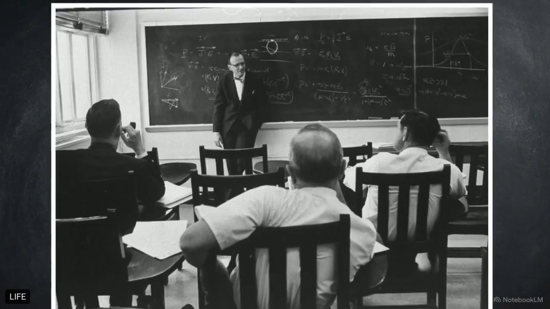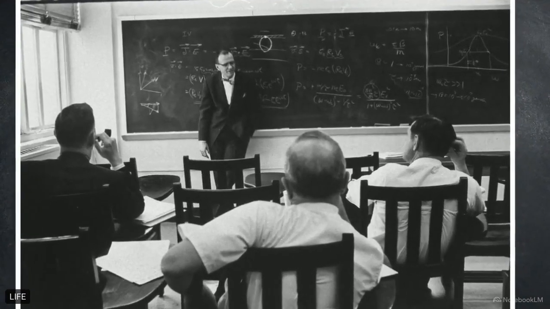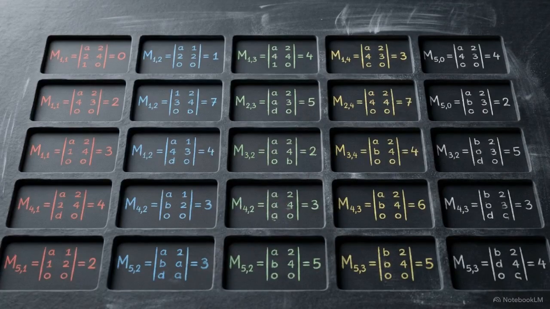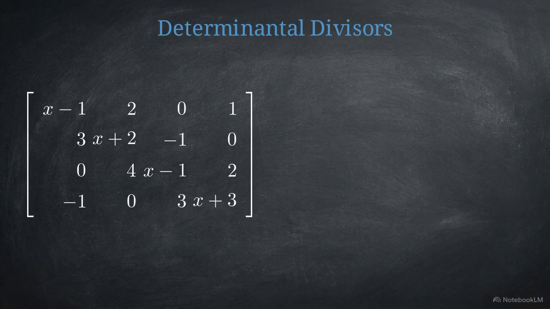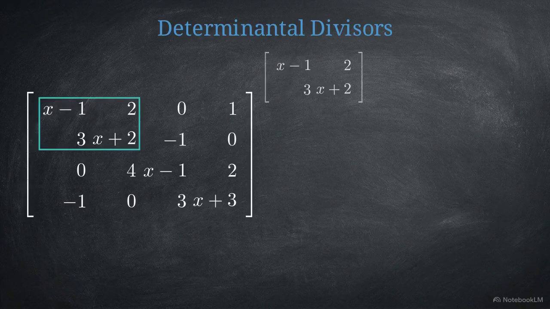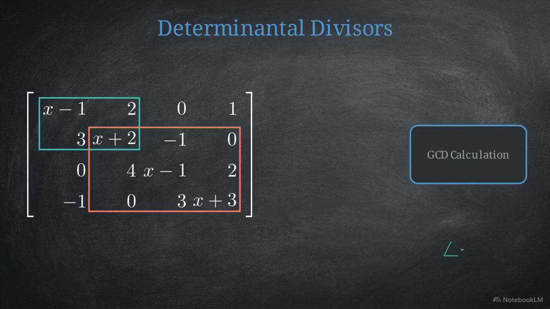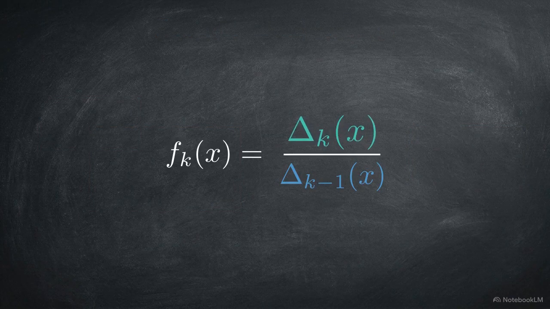Manual row reduction becomes difficult to track as matrices grow larger or contain more complex polynomial entries. For these cases, we use a more structured approach. We look for determinantal divisors, labeled delta k. To find delta k, we calculate the determinants of every possible k by k submatrix within xI minus A. The greatest common divisor of all these determinants is our kth divisor. These divisors directly reveal the invariant factors.